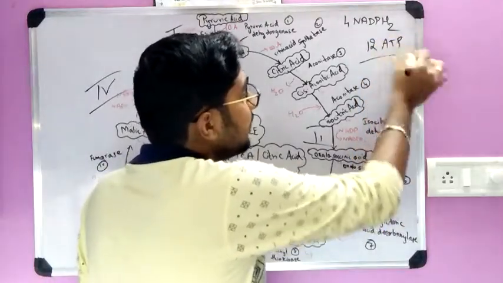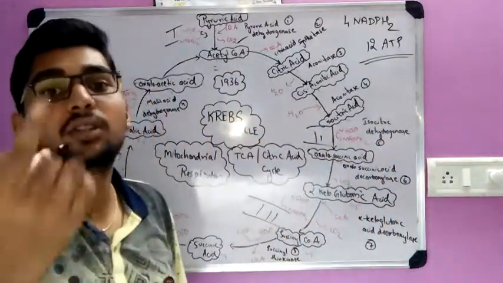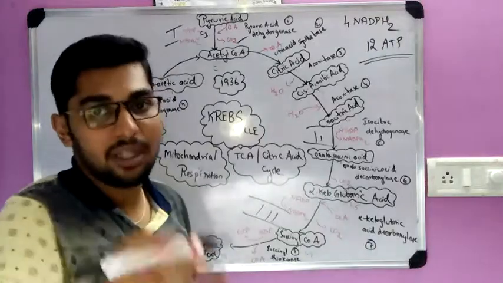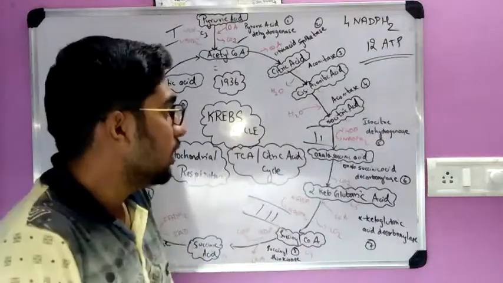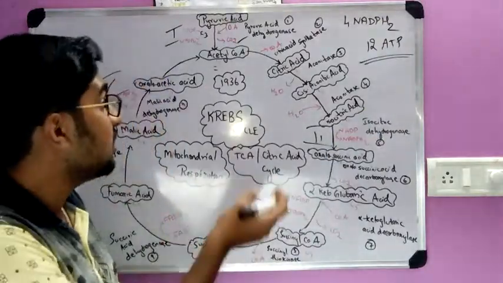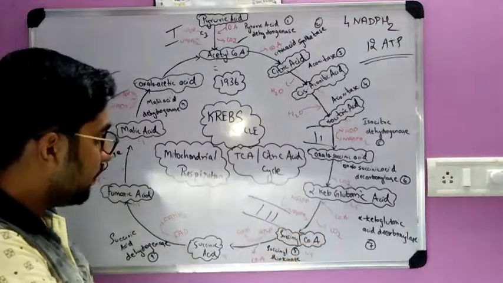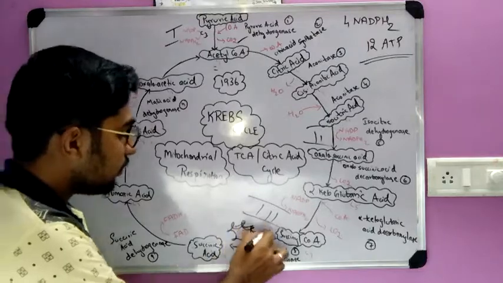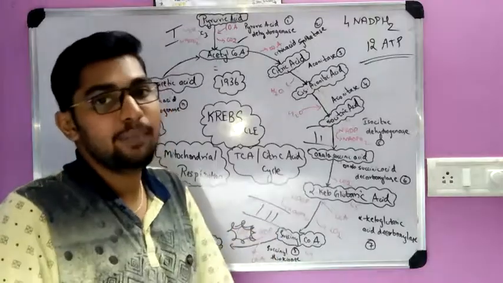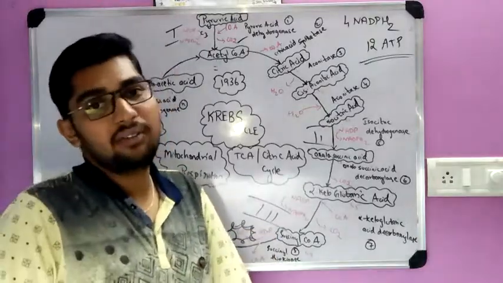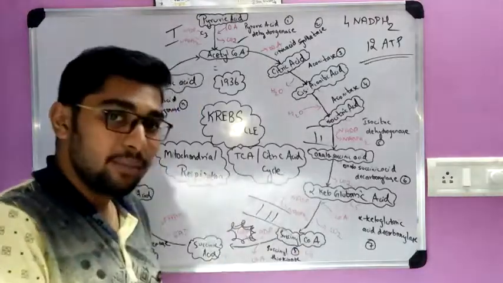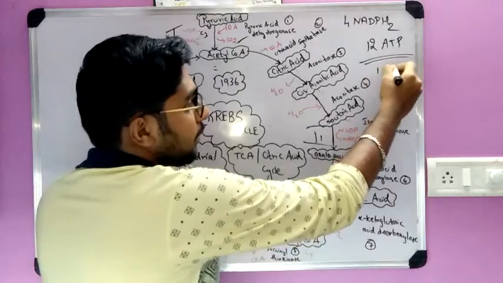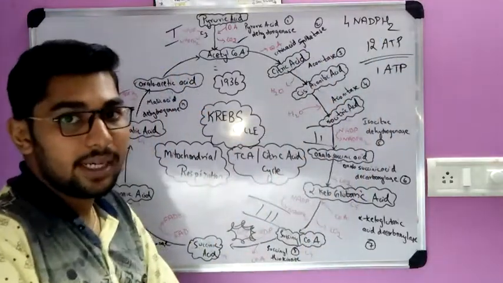I hope you understood this. 1 NADPH2 gives 3 ATP. Then how much do 4 NADPH2 give? 4 into 3, 12 ATP. So that is of NADPH2. What is the next energy-rich molecule that is obtained? GTP. This GTP is similar to ATP. It does not undergo any oxidative phosphorylation. So 1 GTP is equal to 1 ATP.